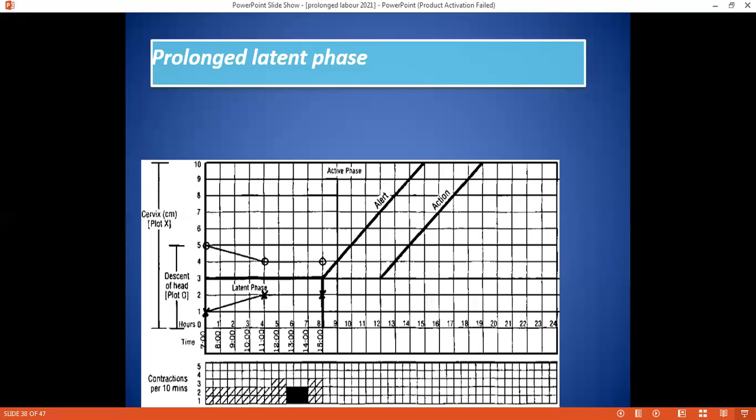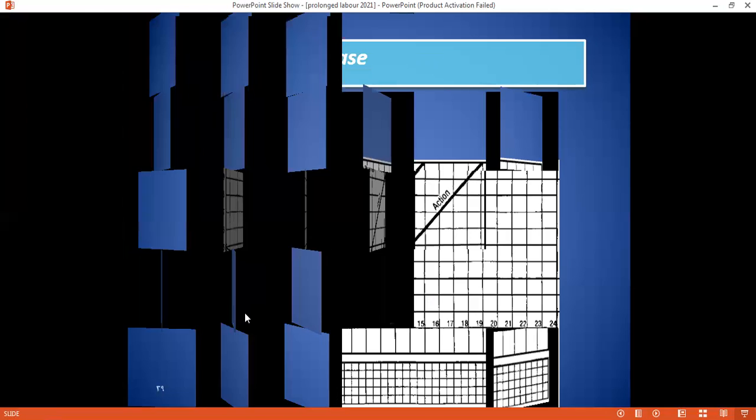This is a prolonged latent phase. This is the old partograph, which included the latent phase. So the woman at 1 cm, then after 4 hours, she reached 2 cm, another 4 hours remain on 2 cm. So this is a prolonged latent phase of labor.